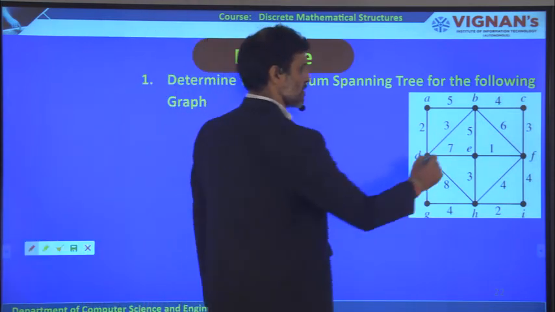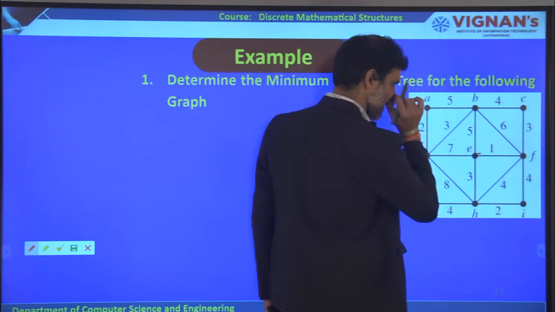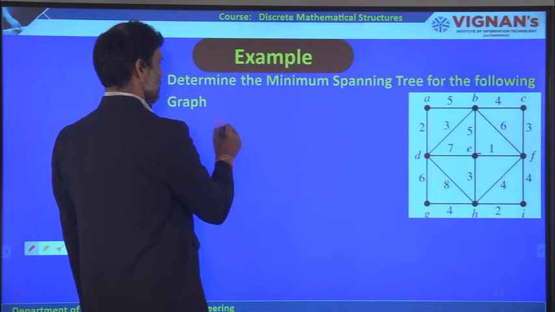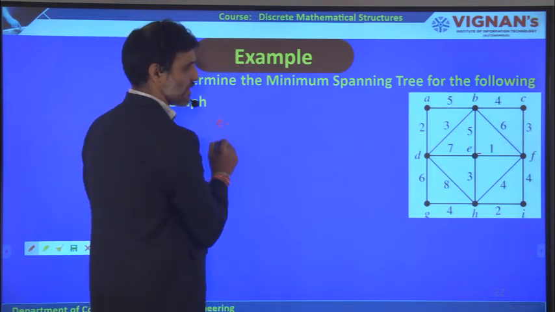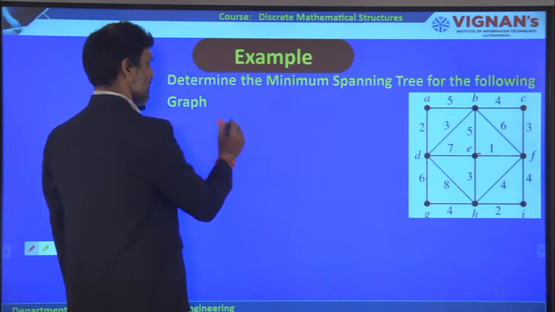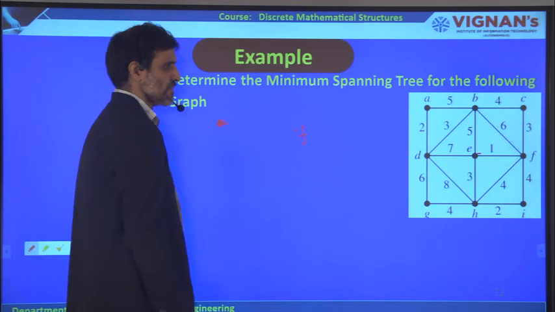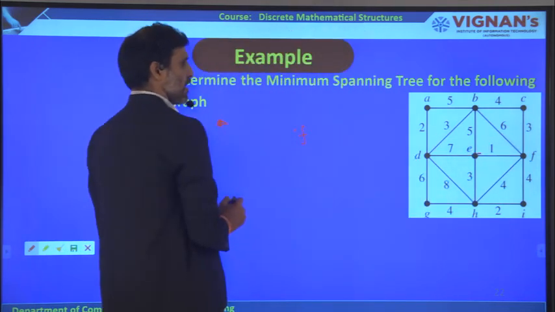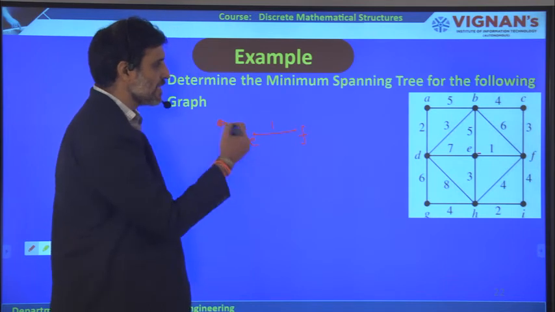So, first we will go with what? You can start with the vertex which consists of the minimum value. Otherwise, E, F. You can start with E, or you can start with F. You can start like this with vertex F. I am going to start with vertex F here because it is the minimum edge. I am going to take F to E because it is the minimum edge. First I am starting with the minimum edge.